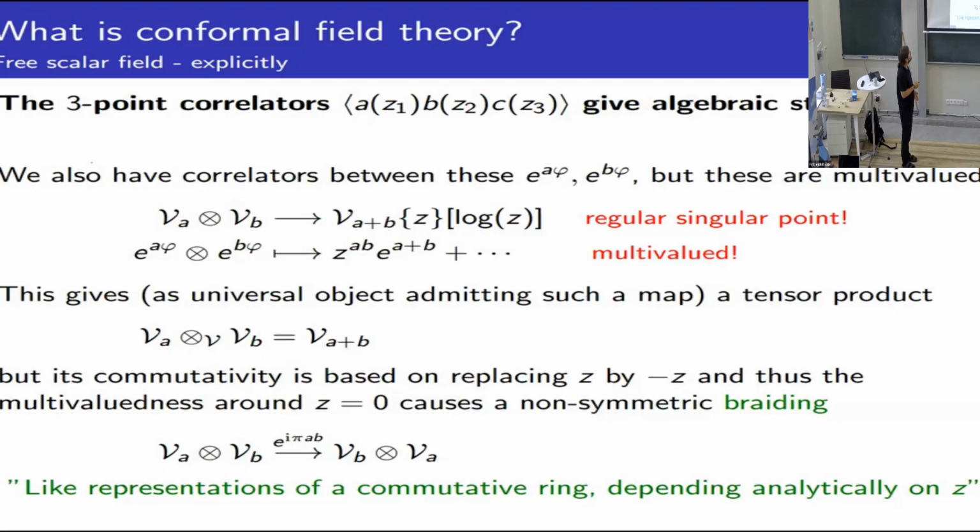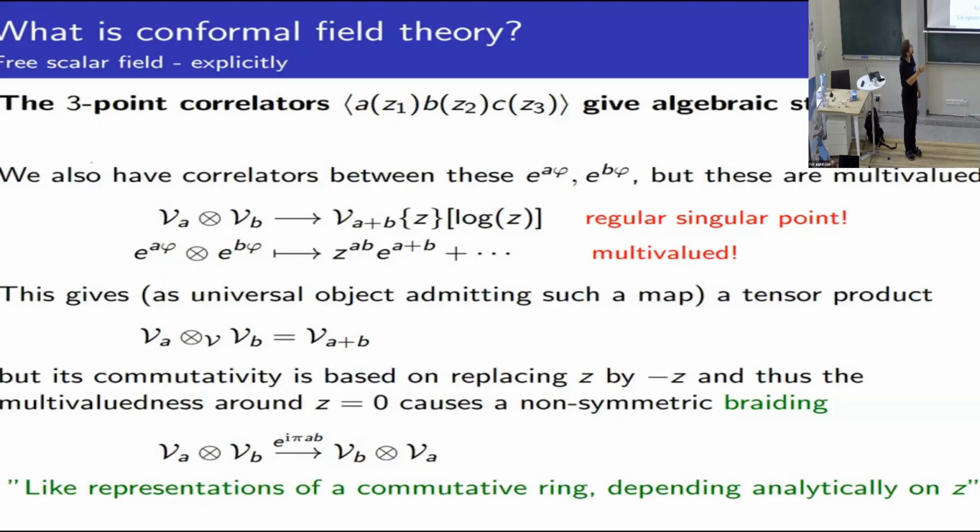So at the end here, the output really is that for every number a, there is a representation. It's called V_a. And the tensor product V_a tensor V_b is V_{a+b}. And this we know, this is just graded vector spaces. And the braiding V_a tensor V_b goes to V_b tensor V_a is not the trivial choice. It's the choice e to the i pi ab, because here you have z to the ab. So literally the 3-point correlators tell you this tensor product rule, and the multi-valuedness of these functions tells you the braiding.